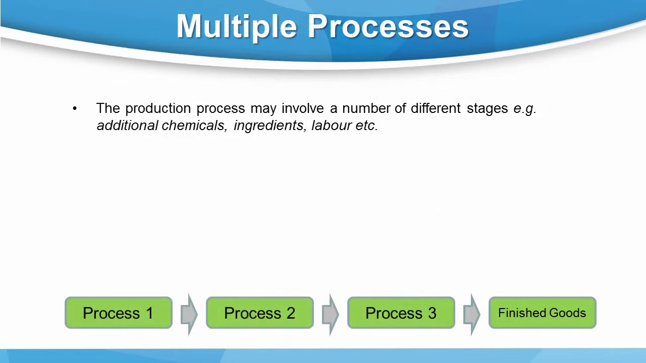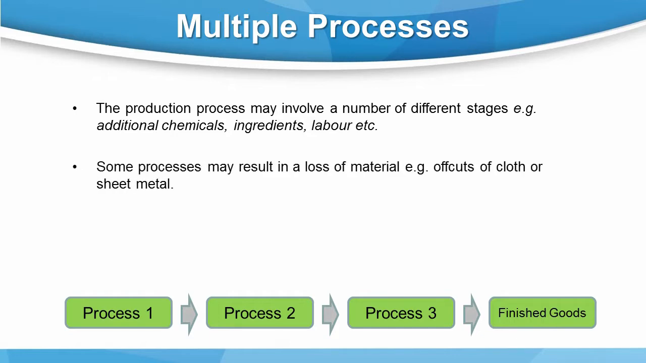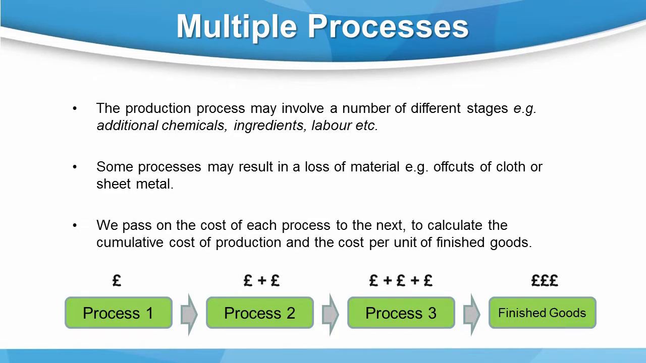Of course, most production processes include a number of different stages or processes, and it's very rare for any product to be made by just one process. At each stage there may be additional materials and labour, and potentially some losses of material as well. The costs of each stage need to be recorded accurately and passed on to the next stage in the process so that a cumulative cost of production can be calculated.